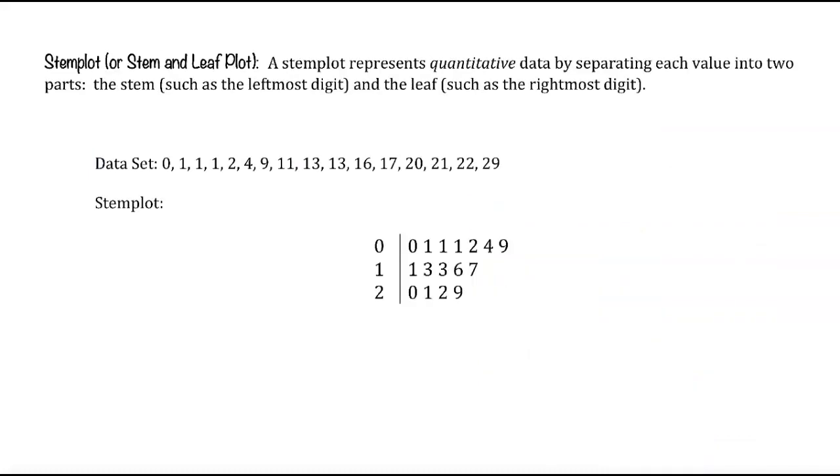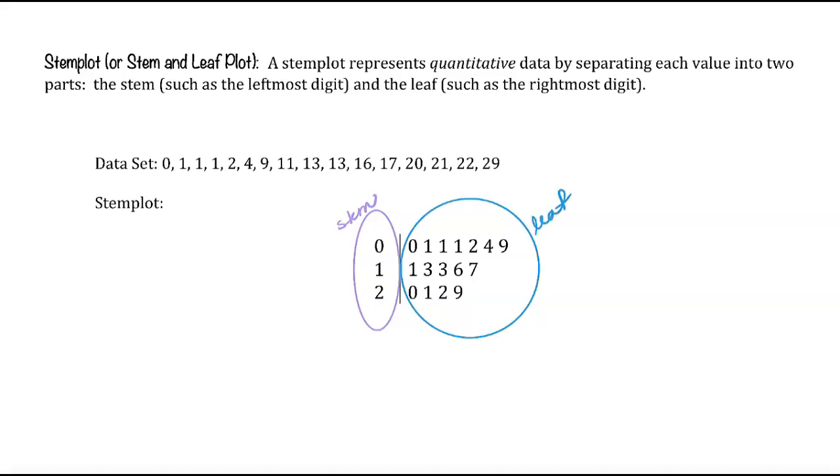Next, let's look at what's called a stem plot. With a stem plot, we are again representing quantitative data, but we are going to separate each value into 2 parts, the stem and the leaf. For example, take a look at this data set. We can represent this data set in a stem plot by having the stem be the tens place and the leaf be the ones place for each data value.